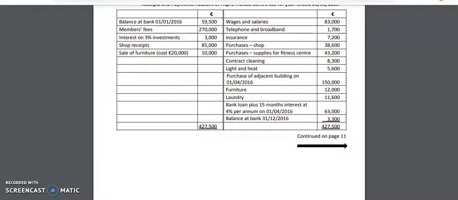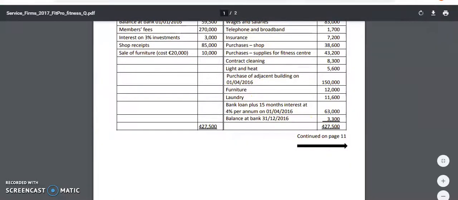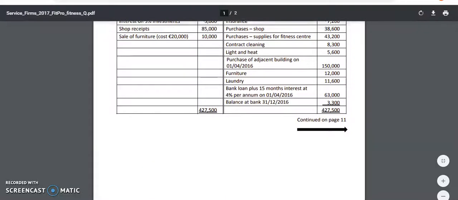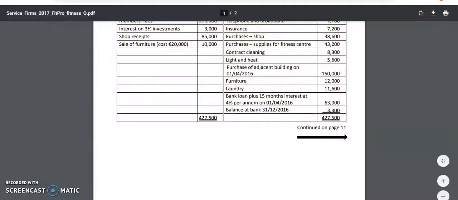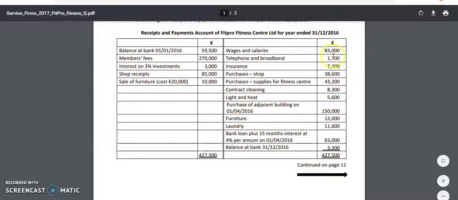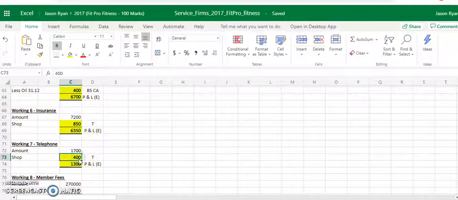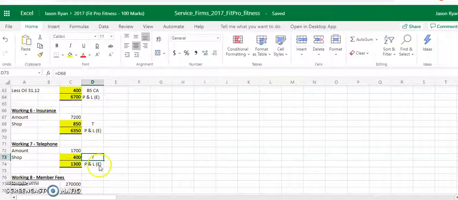And the last one then that we have in the question is going to be 400 for your telephone and broadband. So we need to reduce our telephone and broadband in the question, which is 1,700. So 1,700 take away 400 gives us 1,300. So the 400 goes into your shop profit and loss, and the 1,300 then goes into the profit and loss as an expense.